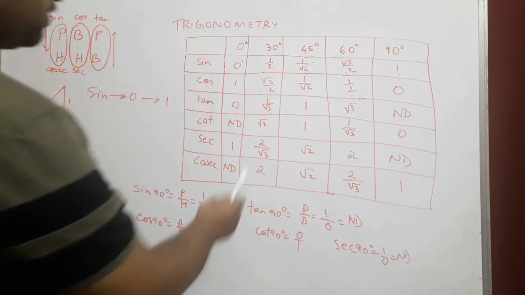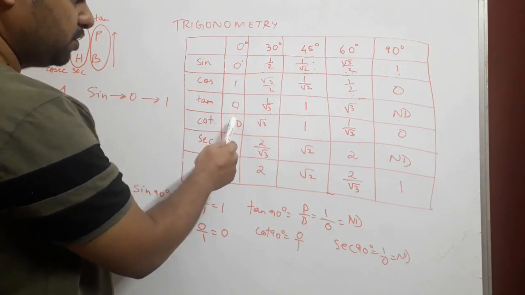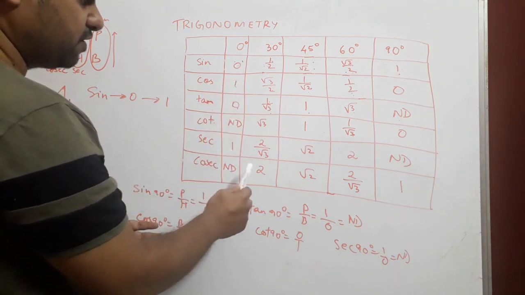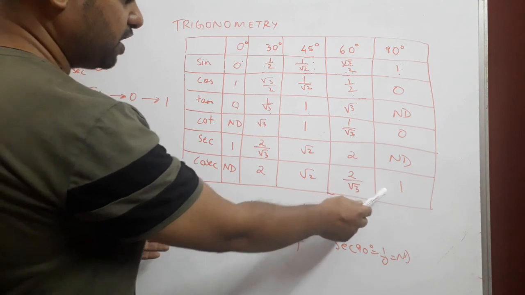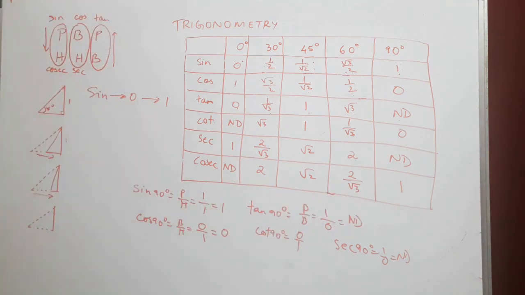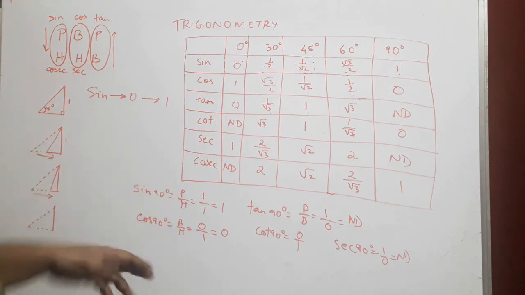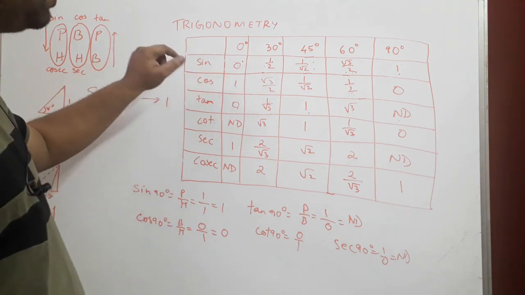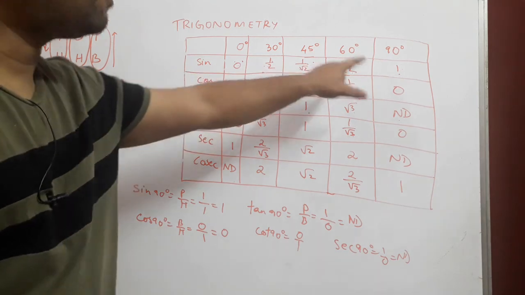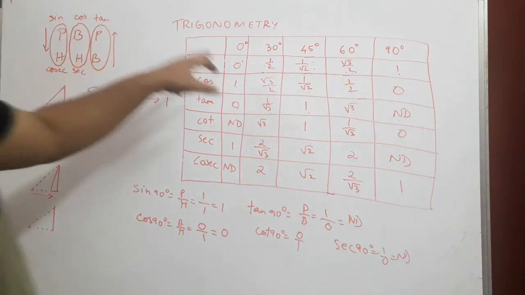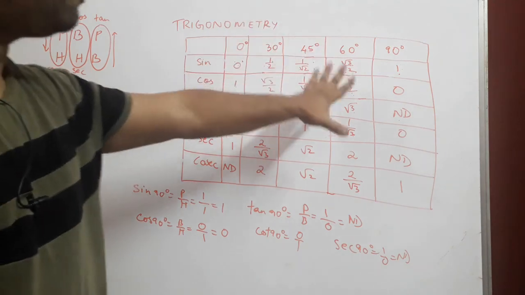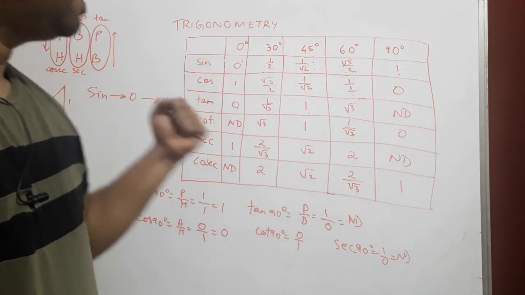See, there are how many values? 1 2 3 4 5 6 ratios, and we have 1 2 3 4 5 angles. So we have a total of 30 values. Now it is difficult to remember 30 values. That is why it is important to just remember 5. If you can remember 5, you will get the remaining 25.